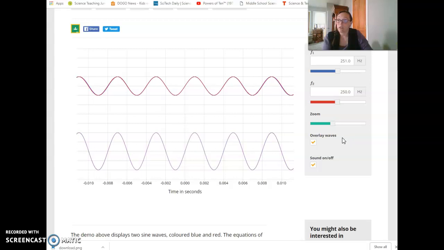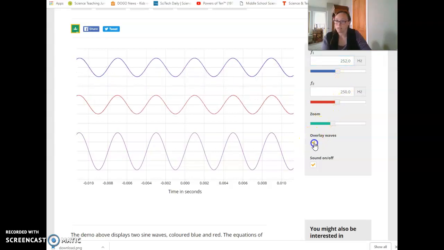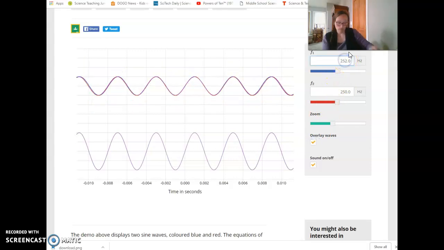But you can hear the beats, and they're off one every second because they're off by 1 hertz from each other. So if we make them go off by 2 hertz, you hear 2 beats per second. If we make them off by 3 hertz, you hear 3 beats per second. And so on and so forth.